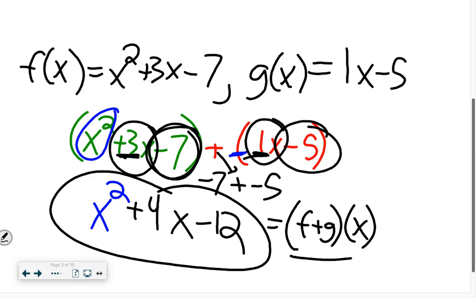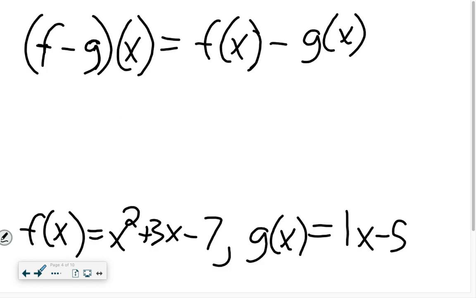So again, this notation right here just means you add the functions together, which is what we just did. So it's actually not that bad. It's just the notation is a little different than what we're used to. I think you guys can agree with that. Okay? So again, when we're adding, you just combine like terms. You don't change the exponents when you're adding, right? You don't change the exponents. Okay. So let's go on to the next slide now.